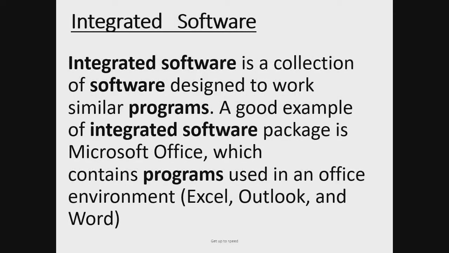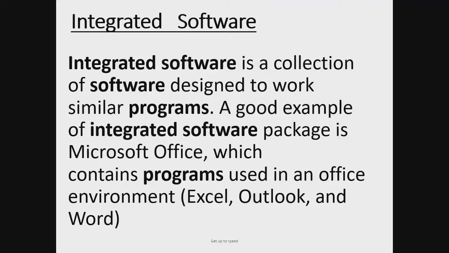Okay, we also have integrated software. The word integrated means to combine together. An example of integrated software is Microsoft Office. That is the reason why if you install your Microsoft Office, it comes with Microsoft Word, Microsoft Excel, Microsoft PowerPoint, Microsoft Publisher, and so forth. It has added together some application software into one. So an integrated software is a collection of software designed to work together with similar programs. And a very good example is Microsoft Office.